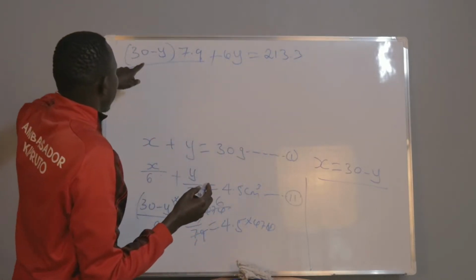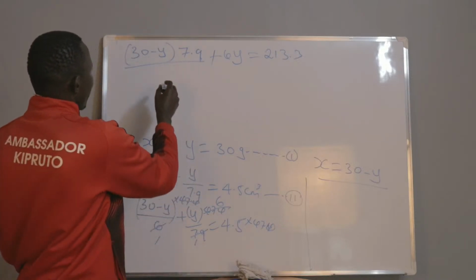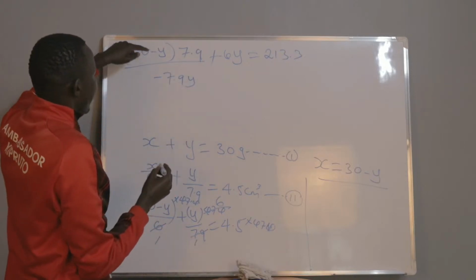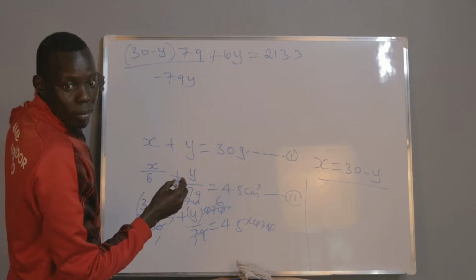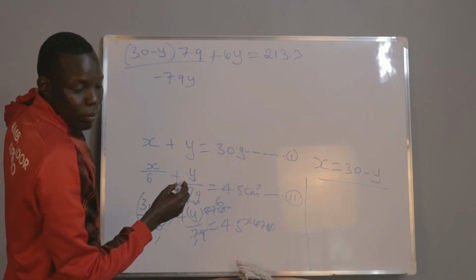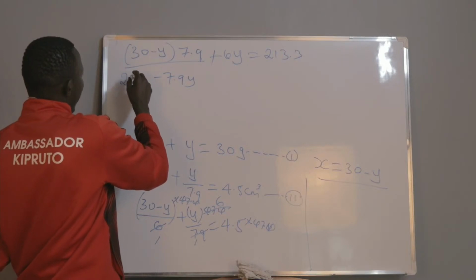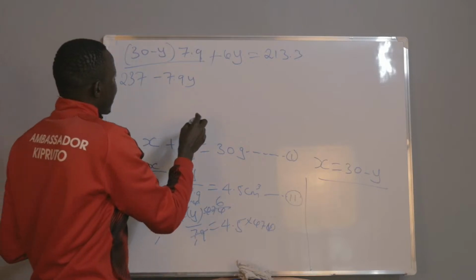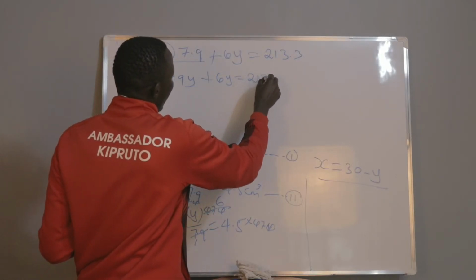Now, open this bracket. 30 times 7.9. I know it will be minus 7.9Y. So what is 30 times 7.9? 237. Then minus 7.9Y plus 6Y is equal to 213.3.